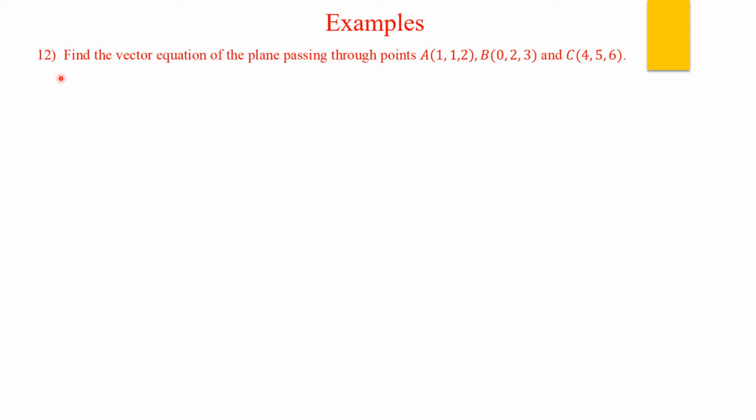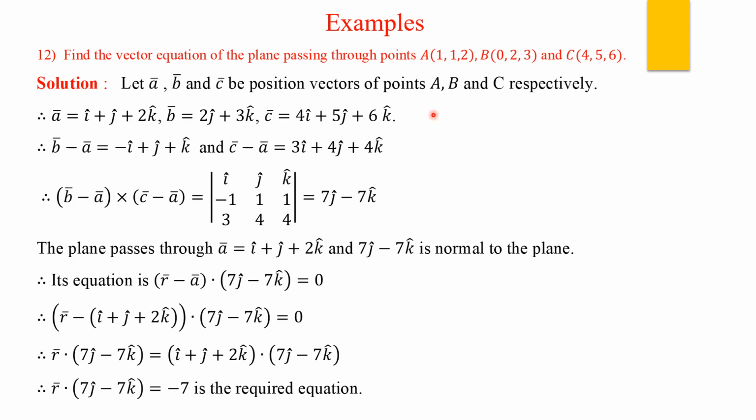Examples. Example number 12. Find the vector equation of a plane passing through the points A(1, 1, 2), B(0, 2, 3) and C(4, 5, 6). Solution. Let small a vector, b vector, c vector be the position vectors of the points A, B, C respectively. Therefore, a vector equals i vector plus j vector plus 2k vector, b vector equals 2j vector plus 3k vector, c vector equals 4i vector plus 5j vector plus 6k vector.